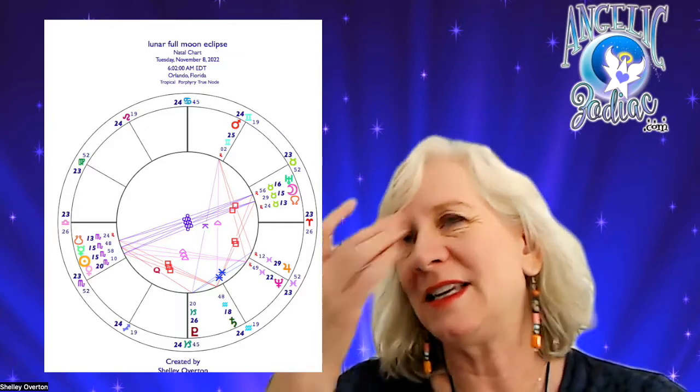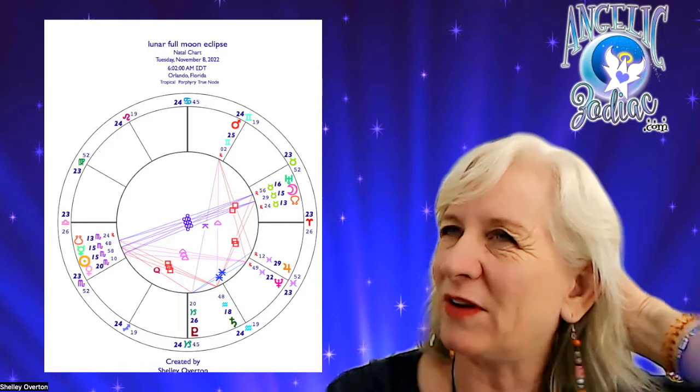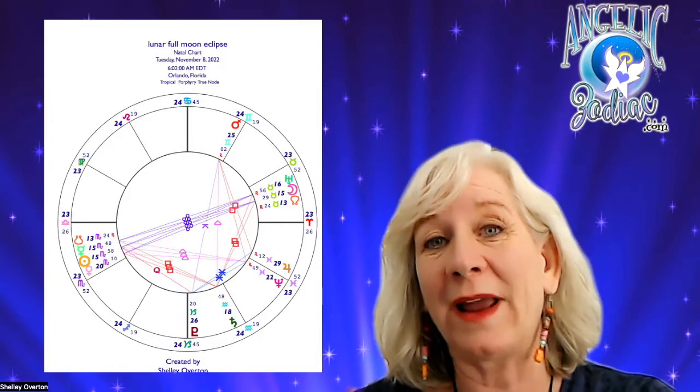So this giant T square going on, what I see, and I know I diverted a bit from the lunar eclipse, but I think it's probably best to get the politics out of the way.